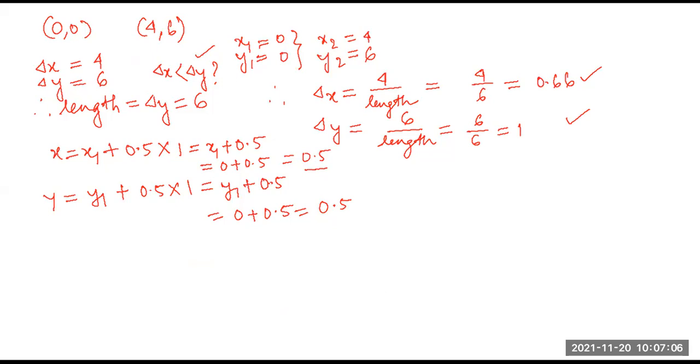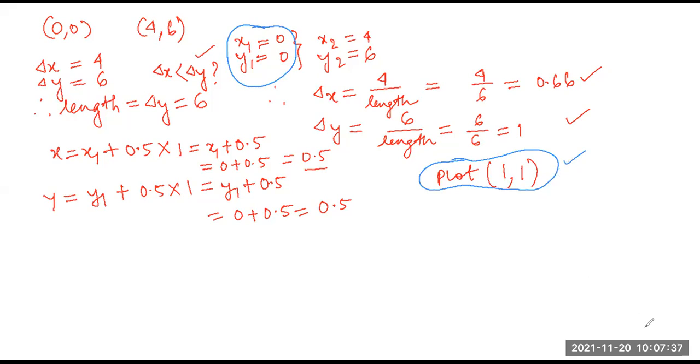If I apply the rounding off logic, 0.5 is what? 0 or 1? 1. So the first plot which I will be getting is 1 and 1. This is the first plot which I got after I started with x1, y1. The next pixel which I got is plot 1 and 1, right? Next, what did it say?